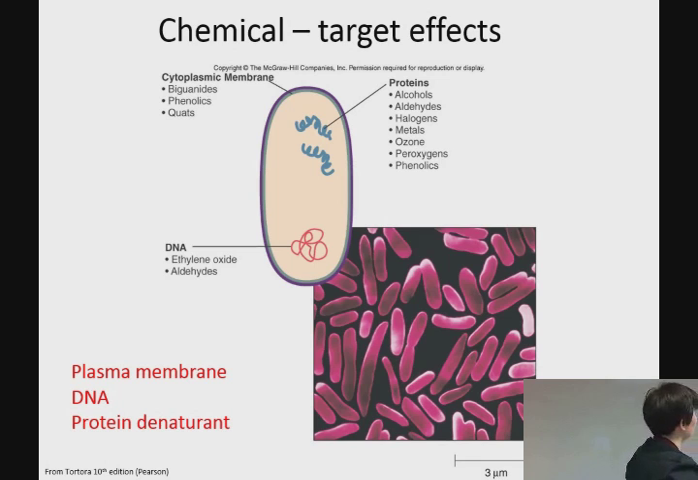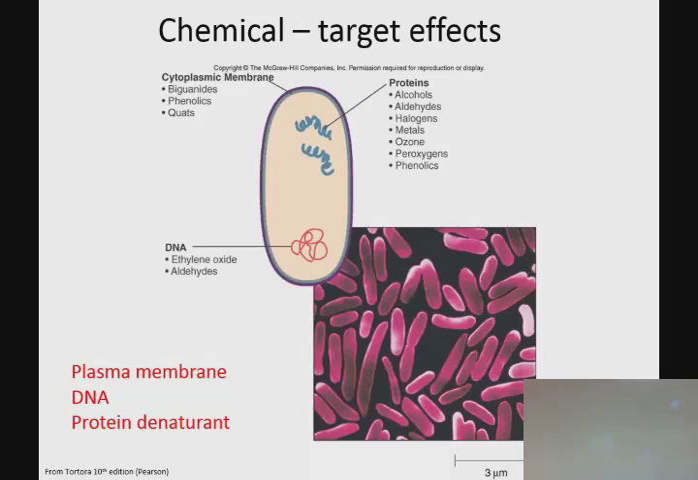So again, let's just look at where chemicals target microbes. And the three main ones are the plasma membrane, the nucleic acids, and the proteins. So here they are. Here's our very simple prokaryotic cell, which is basically a plasma membrane, this inner blue line, its DNA, and a bunch of proteins. And here are the different things that will target those areas. So the plasma membrane is targeted by things called biguanides, phenolics, and quats. We're going to talk about those in a second.